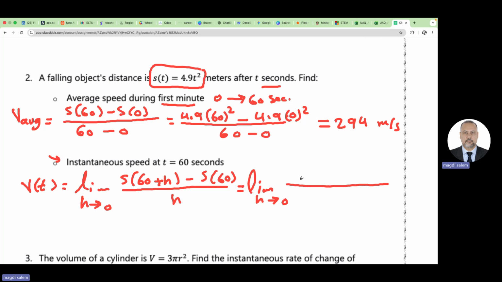4.9 multiplied by (60 plus h) squared, minus 4.9 multiplied by 60 squared, over h. Then in this step you have to expand the square.